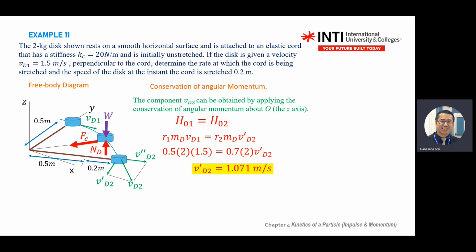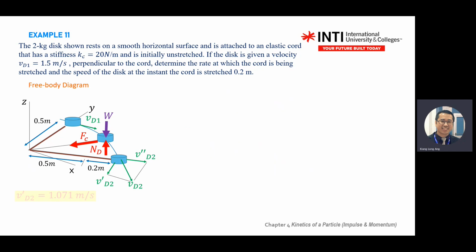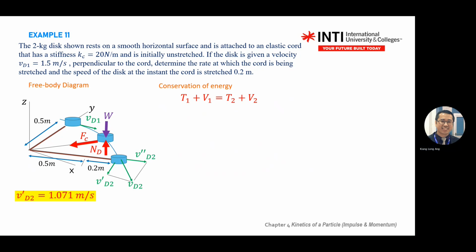Again, try to observe what conservation of momentum can give you. It always gives you velocity. And you look at the big picture rather than focus on that tiny one. Okay, you have V2, then you start to use conservation of energy. Why suddenly do you need to pull in energy? Because this is an elastic case.